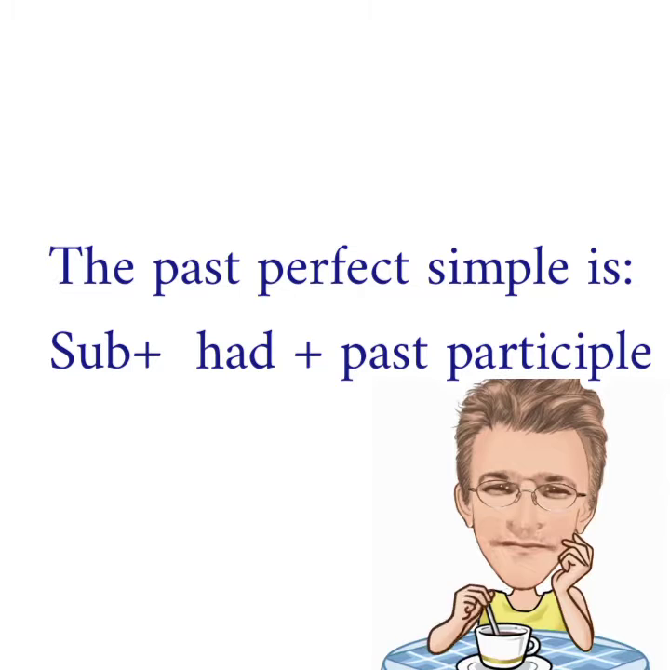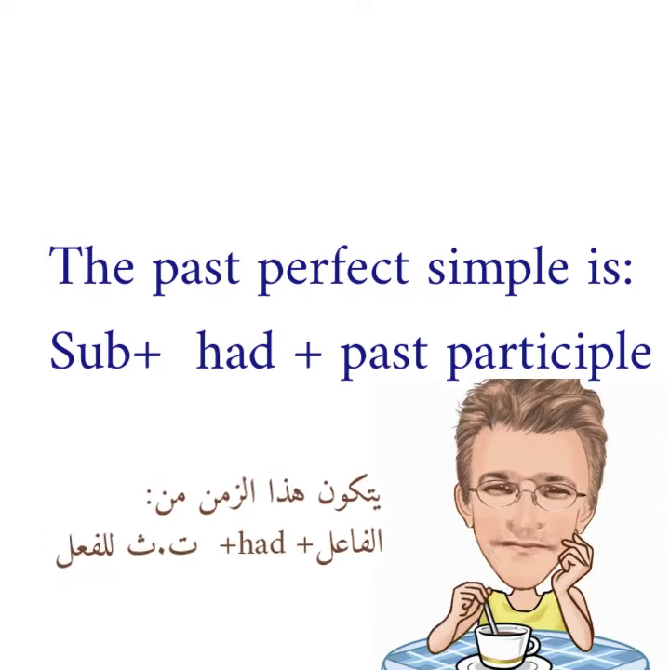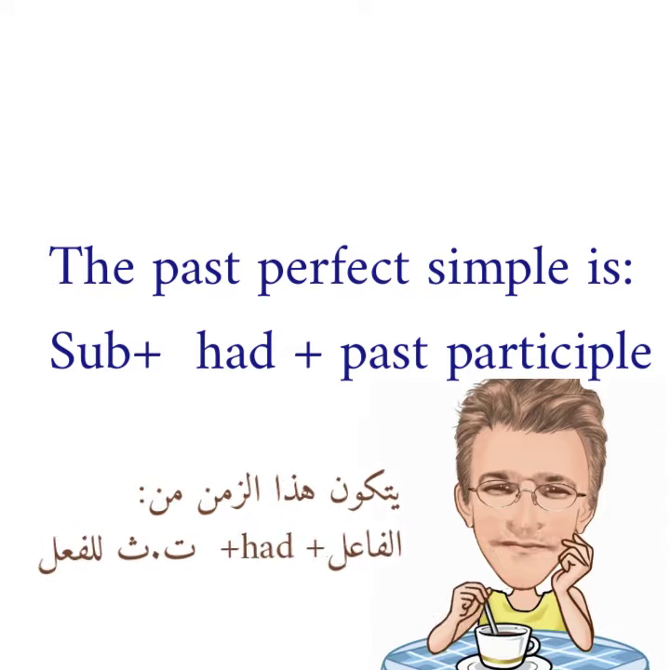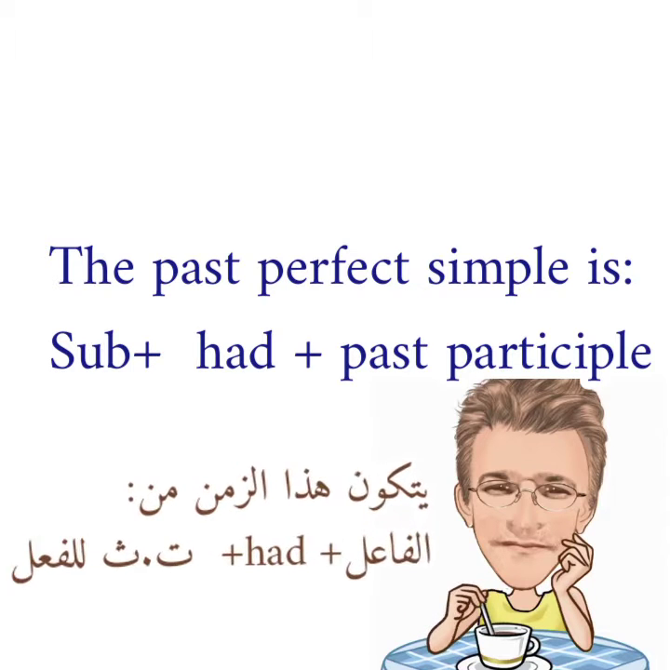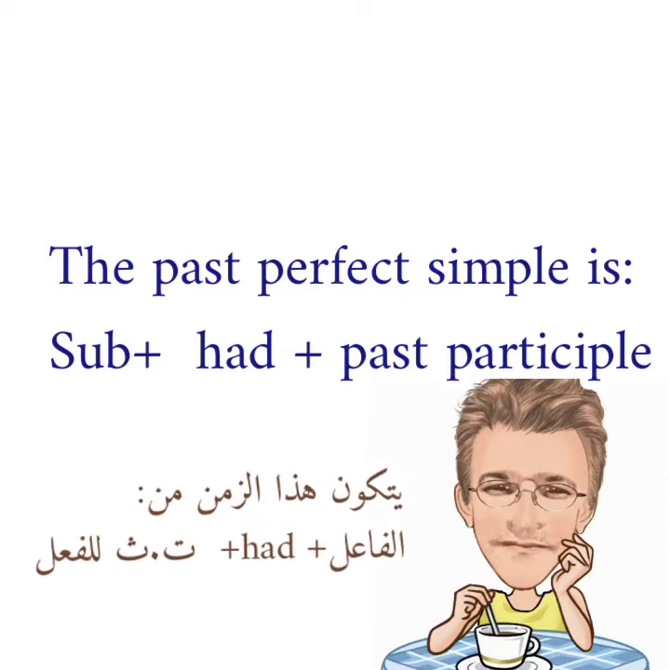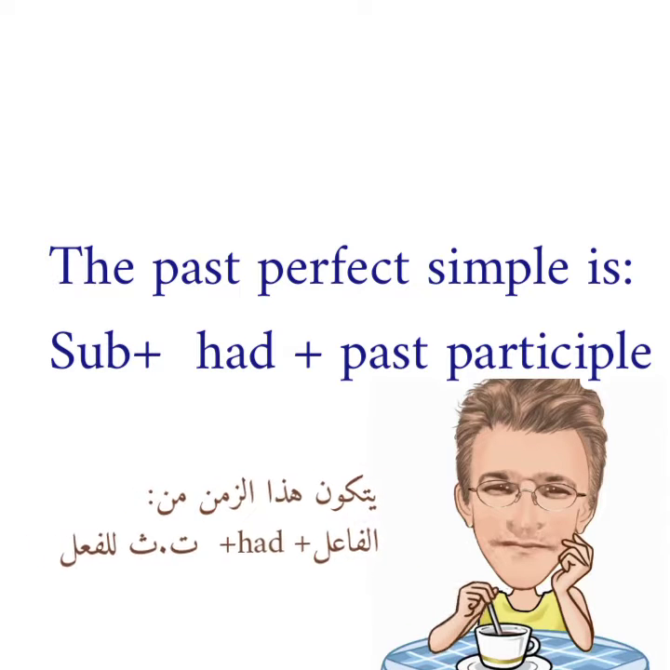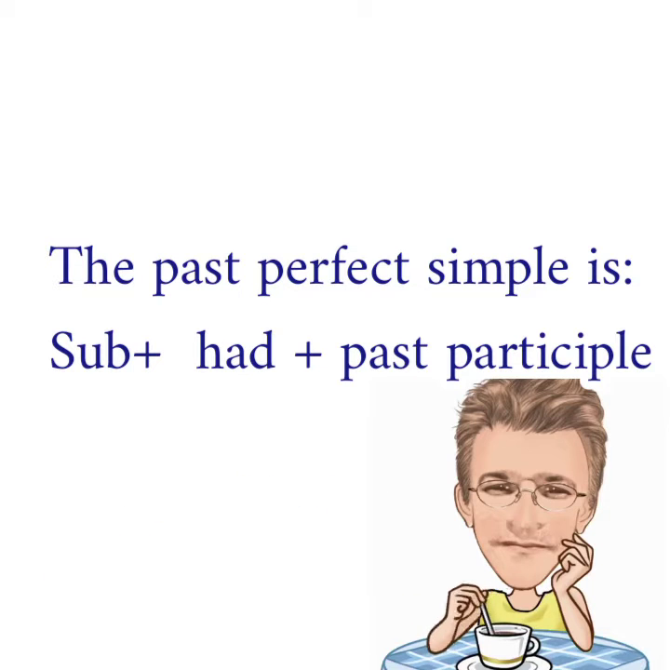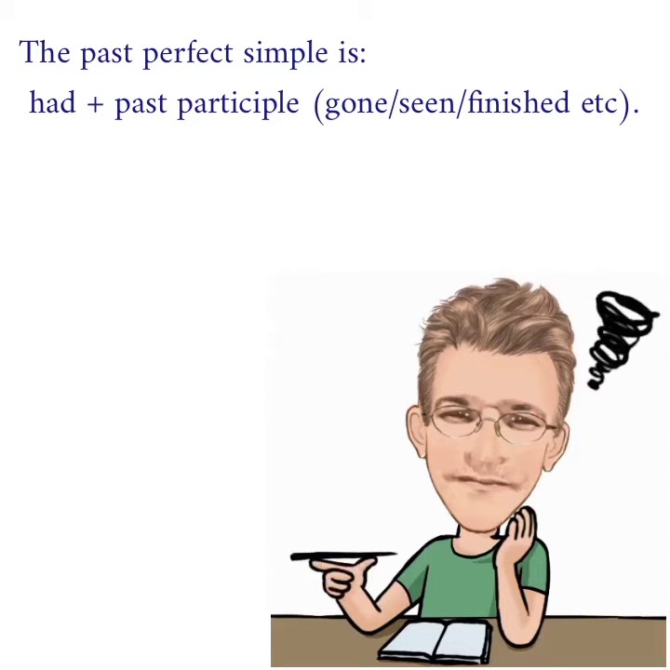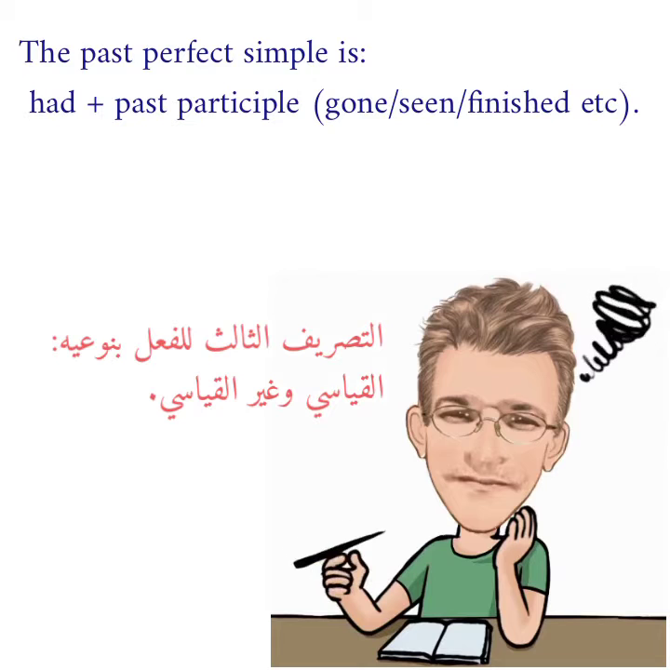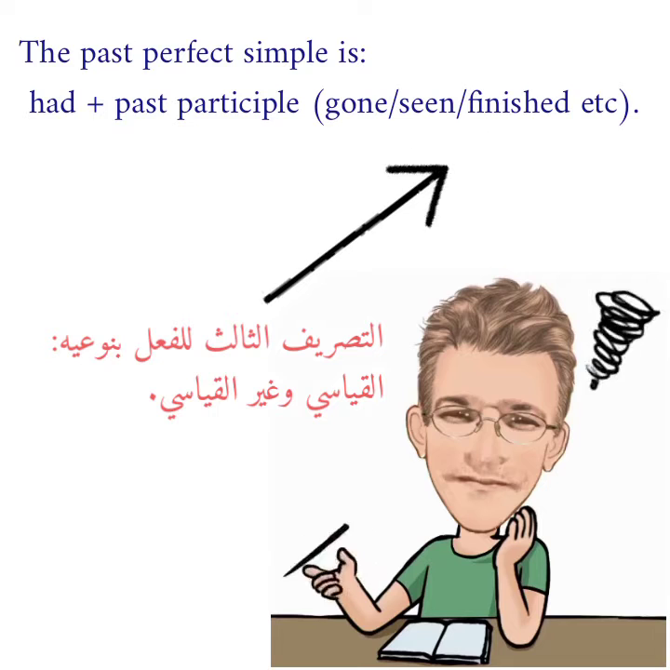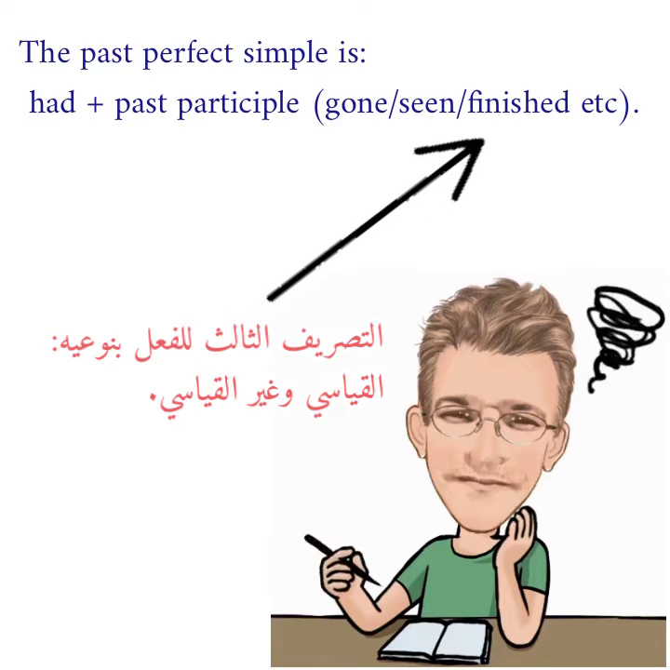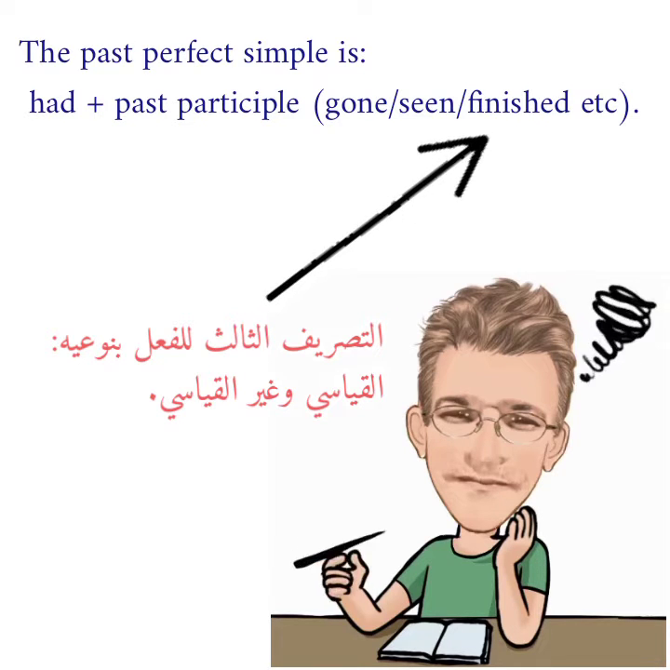It is formed by the subject, I mean the pronoun or noun, plus had, plus PP. PP means past participle of the verb. The past perfect simple is had plus past participle. For example, you can say gone, seen, finished, etc.